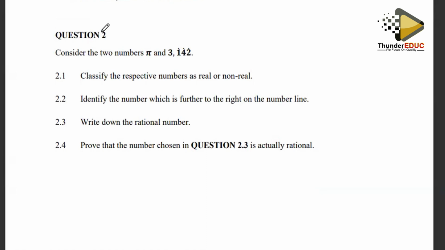Okay. So consider the 2 numbers that are given. One number is the Greek letter pi, and then the other one is 3.142 with the 142 repeating. Classify the respective numbers as real and non-real. So what we can see is that pi is a real number because we know that it works within the real number system, okay? 3.142 repeating is a fraction, which means it's also real. None of them is non-real. So both numbers are real.